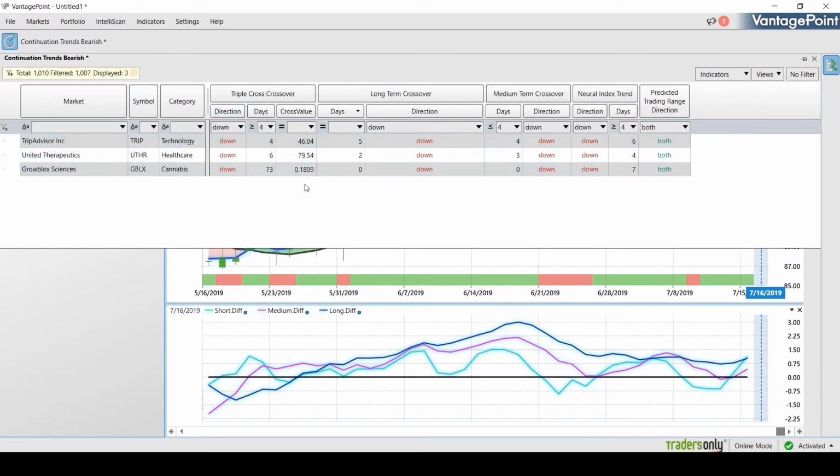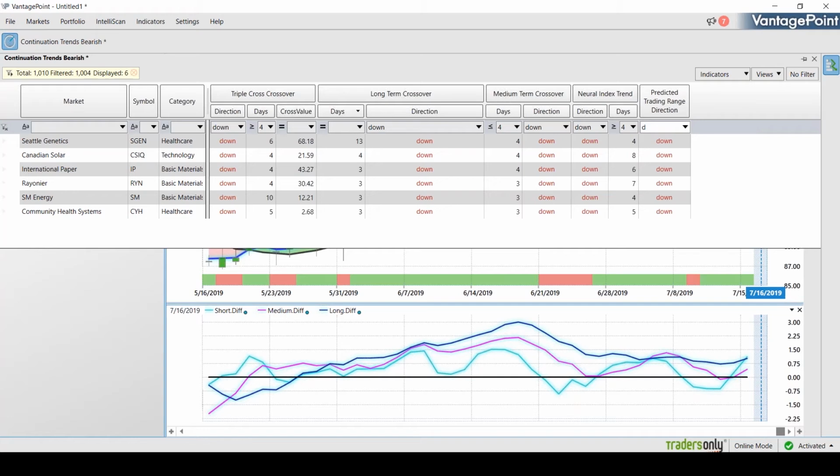We're able to see the sector. This is set to greater than or equal to 4 days. So we're still looking at something that's been down for a while. Long-term crossover, still down. Medium-term crossover, less than or equal to the last 4 days. You can see the neural index is down. So that's all red. Here's another great opportunity for us to tweak this even further, where it says predicted trading range direction. Why don't we set that one down and see if we find anything?